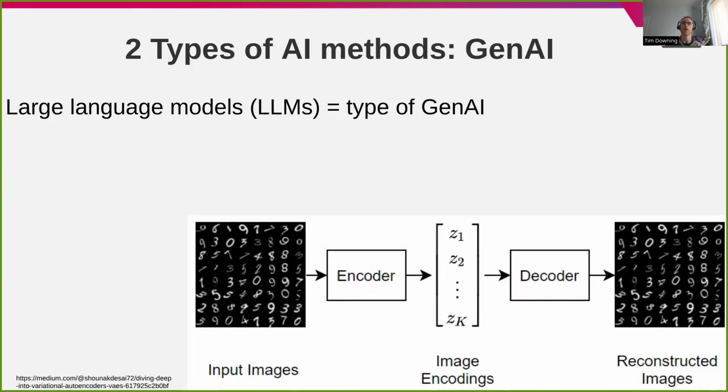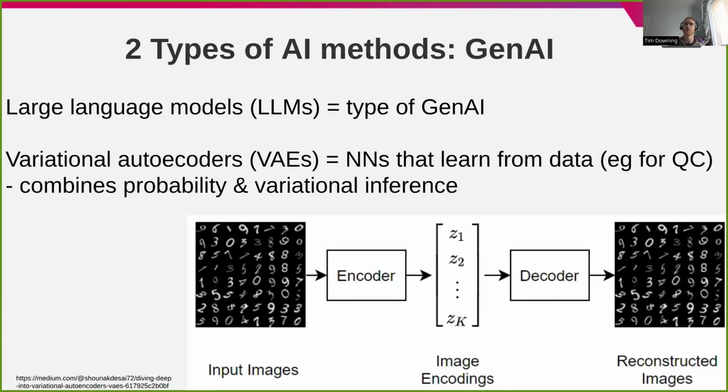An example of this is autoencoders, which can take input images, transform them in some sort of way using an encoder, and those transformed images can be decoded to reconstruct the same original image. There are lots of different types of autoencoders, one of which is variational autoencoders, which are neural networks that learn from the data, for example, for quality control. And there are different theoretical bases for these different approaches.